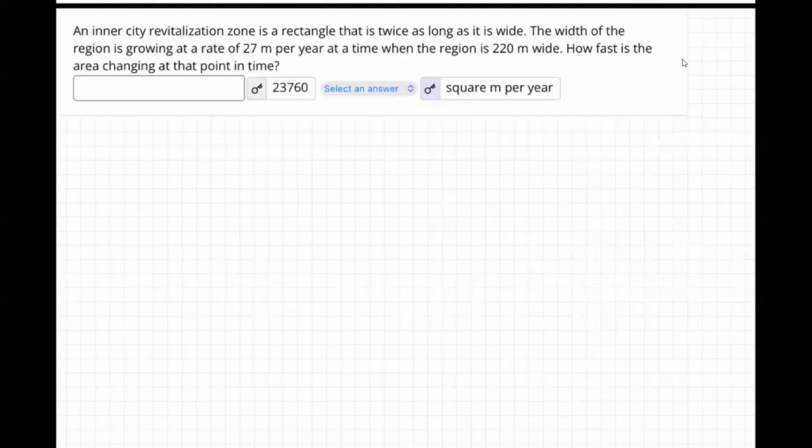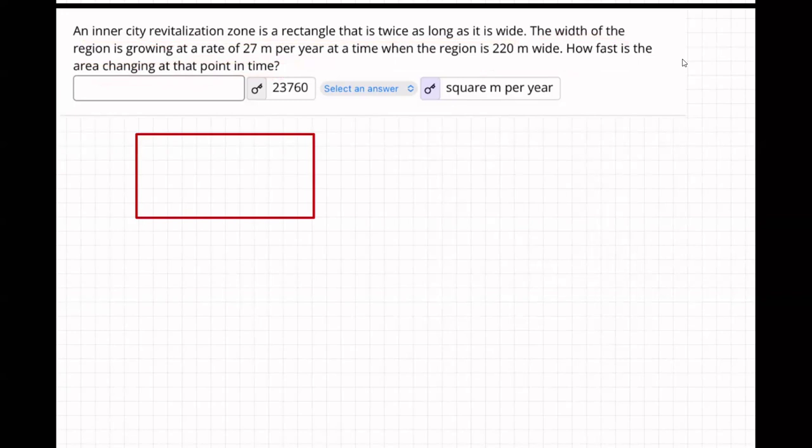Okay, so on this example, it says an inner city revitalization zone is a rectangle that is twice as long as it is wide. The width of the region is growing at a rate of 27 meters per year at a time when the region is 220 meters wide. How fast is the area changing at that point in time? So let's draw ourselves a little rectangle and try to get what they're saying.